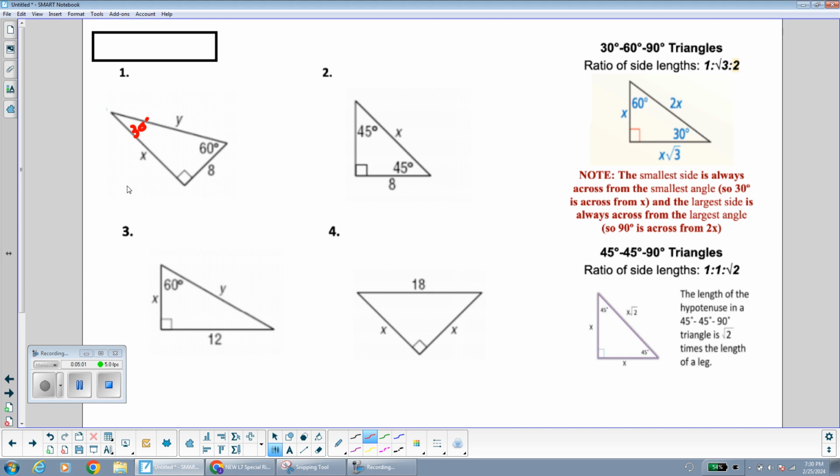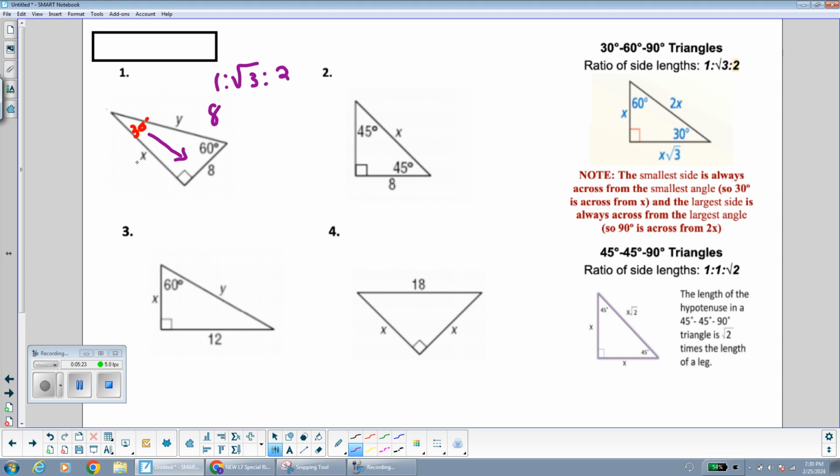So let's start with finding y first. Actually, let's find x first. So I already have the smallest side across from the smallest angle. So I already have the smallest part of the ratio. The one part of the ratio is 8.